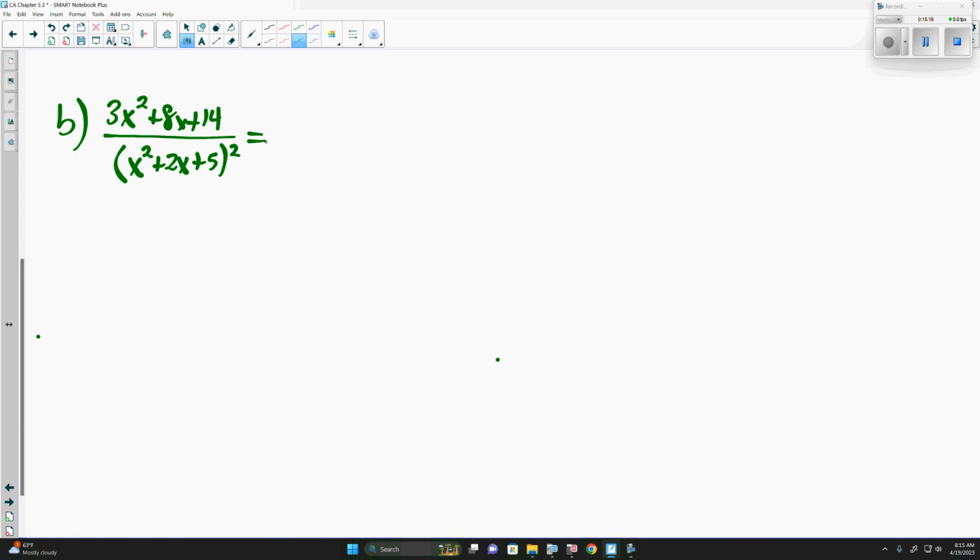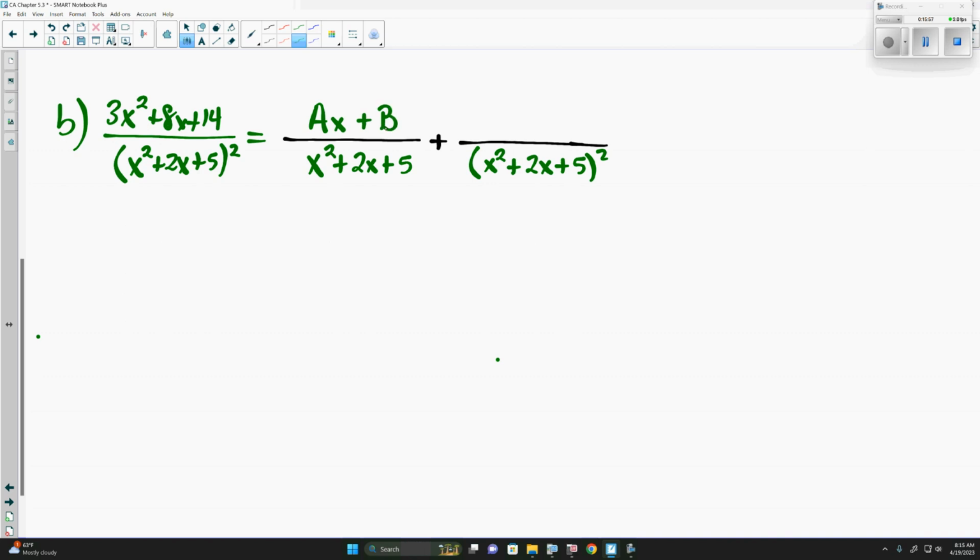Well, how many factors do we have? 2. Because of the square, we have 2 of them. So that means we'll have 2 fractions. Now the denominator for the first is going to be x squared plus 2x plus 5. The second one's going to be x squared plus 2x plus 5 squared. Now the numerator of the first, because the degree of the bottom is 2, the degree of the top has to be 1. So we could say ax plus b.